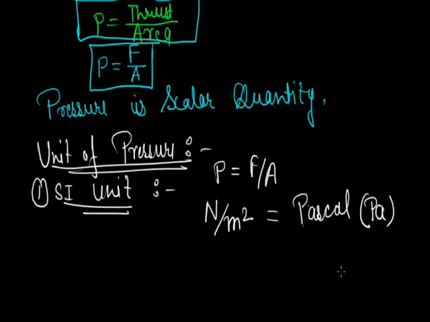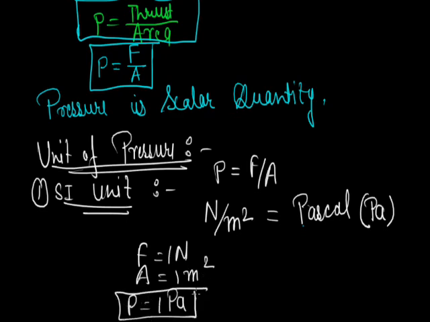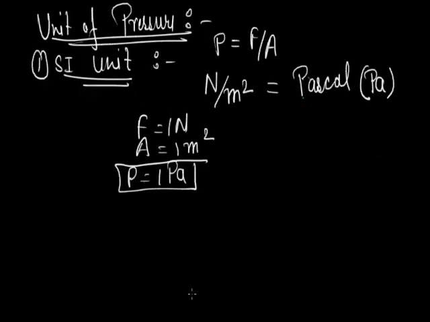We can also define the Pascal. As we know pressure equals force by area, if we suppose that force is 1 Newton and area of surface is 1 meter square, then of course pressure will be 1 Pascal. So here we can define Pascal as: 1 Pascal is the pressure exerted on the surface of area 1 meter square by a force of 1 Newton acting normally on it. Normally means perpendicular force. So we can say 1 Pascal equals 1 Newton per meter square. Now second is CGS unit.